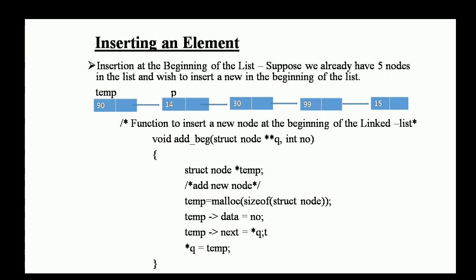In the temp node you have 2 parts, the data and the node part. The temp data is 90, and the next pointer is connected to the next node, that is the p node. P's data is 14, and p's next connects to another node whose data is 30. That node connects to another one whose data is 99, which connects to the next one whose data is 15. This is the way of connecting the different nodes.